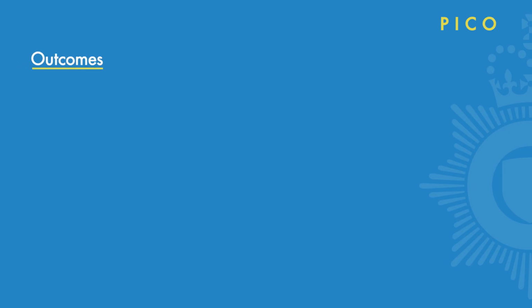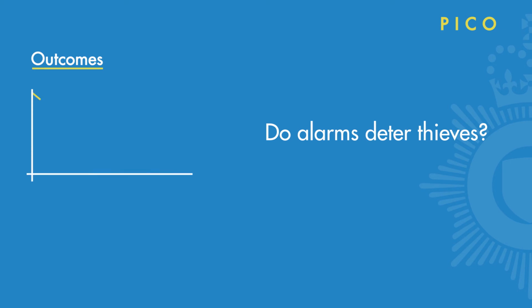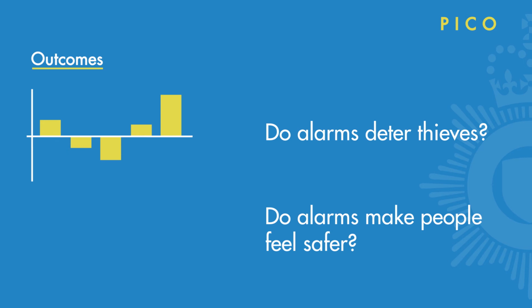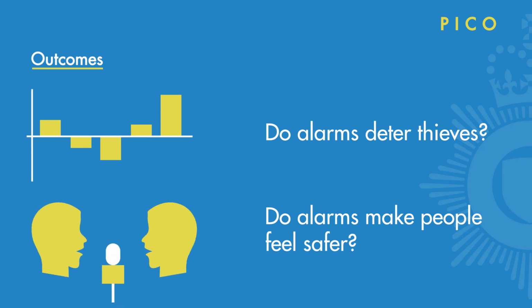Finally, the intended outcomes. You want your intended outcomes to match your problem. So if you were interested in whether burglar alarms deter thieves, then you're going to want to look at reported crime statistics. If you're interested in whether burglar alarms make the residents feel safer, then you could interview residents.